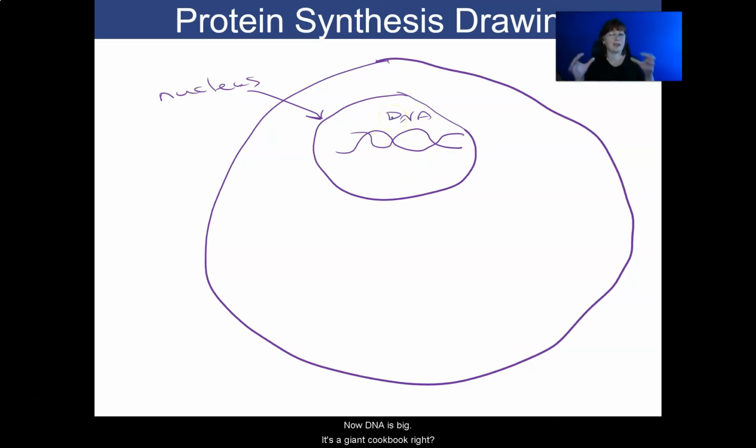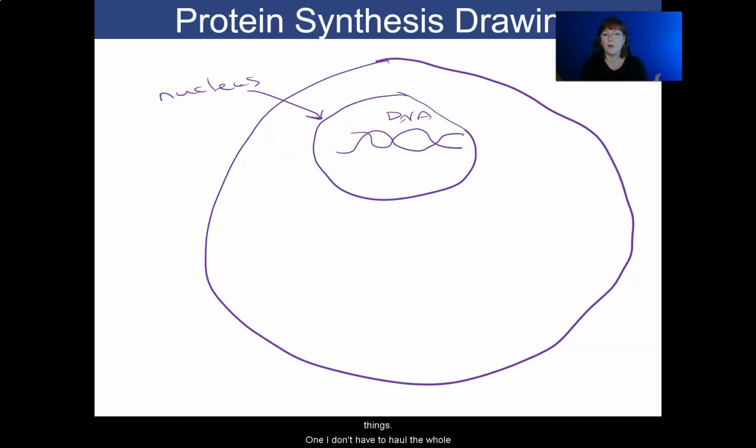Now, DNA is big. It's a giant cookbook, right? You've got millions of base pairs that you've got to sift through. Imagine having a cookbook with thousands and thousands of recipes in it that you got from your grandmother. Well, there's no way you're going to want to haul out that entire cookbook every time you want to bake a cake. So instead, what you might do is make a photocopy just of the recipe you want, and then take that into the kitchen to actually make that cake.